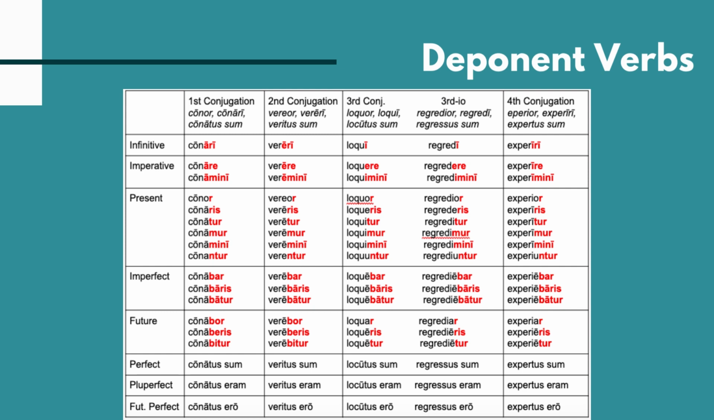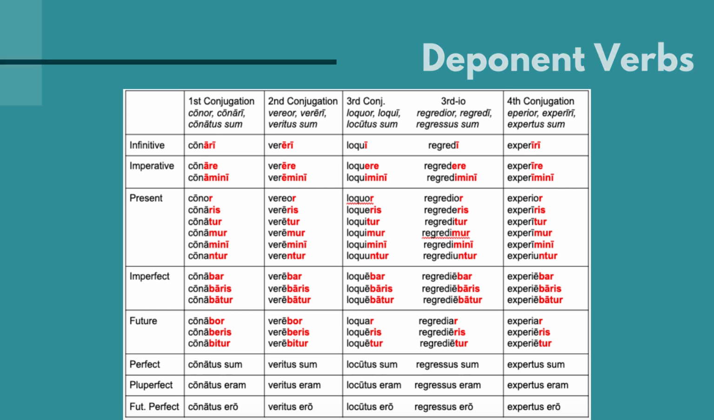So conatus sum is going to be "I tried," perfect tense. Conatus eram, pluperfect, will be "I had tried." And conatus ero will be "I will have tried." So again, the forms are passive. I'll repeat this again and again just so it sinks in. The forms are passive. The translation is active. So don't get freaked out by these. You do the exact same thing you already know. You should be fine. Just remember, you have to translate them actively.